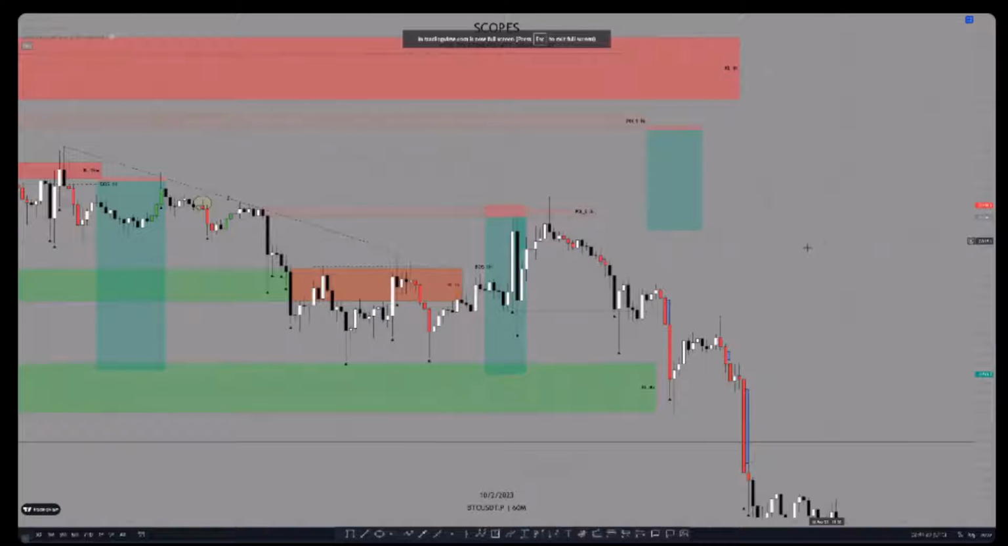Where are we now? Sorry, I'm not too clever with this thing. So this was the candle that I used for my POI. Anyway, that's the candle that I used for my POI.